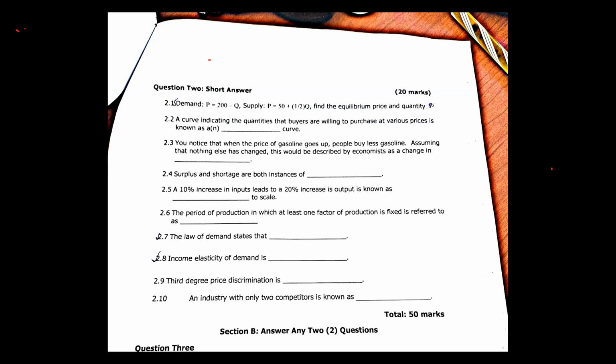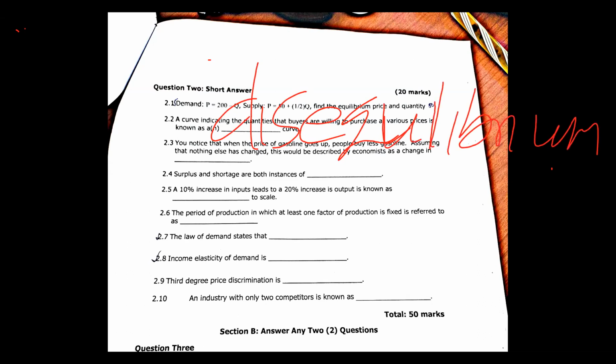The surplus and shortages are both examples of what? When you have too much supply, that's a surplus. Surplus is when you have low demand and too much supply; supply is exceeding demand. Then shortage is the opposite: demand is exceeding supply. That is an example of disequilibrium, because at equilibrium, all these things are equal, right?